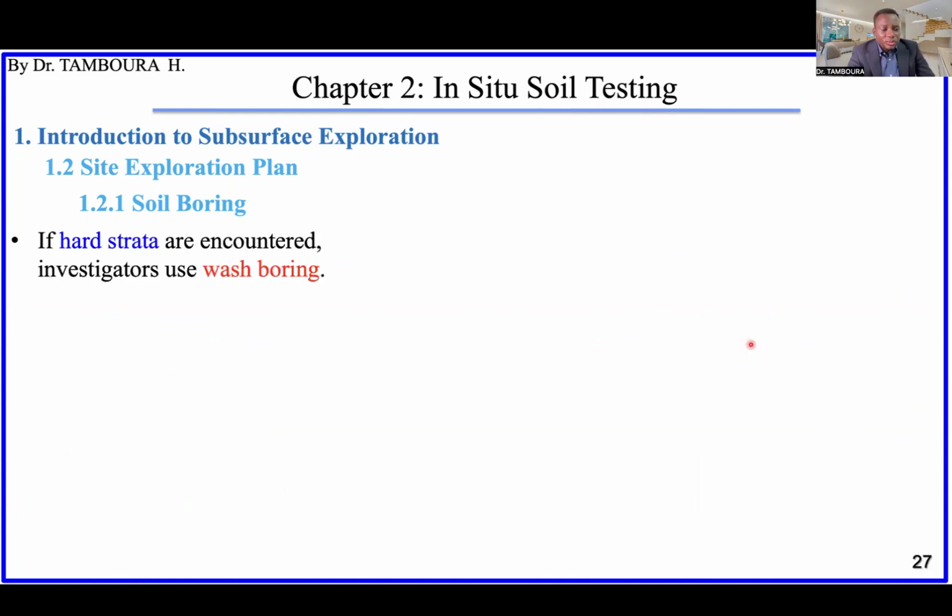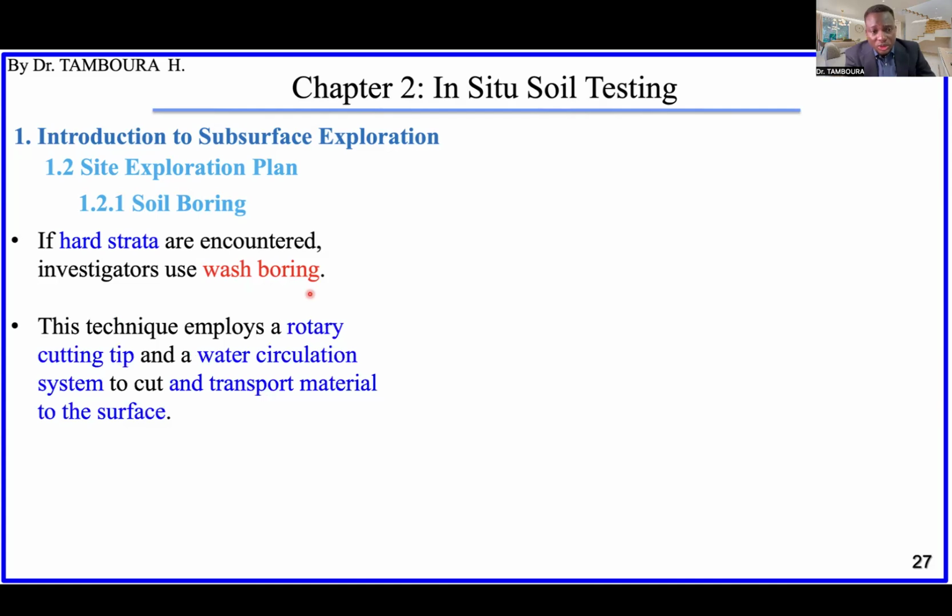Okay. If we have hard soil, hard strata, we may use what we are calling here wash boring. Wash boring includes many types. As you may guess, we need water to wash. This is when the soil is very hard, sometimes rock. This technique uses a rotary cutting tip and a water circulation system to cut and transport material to the surface.